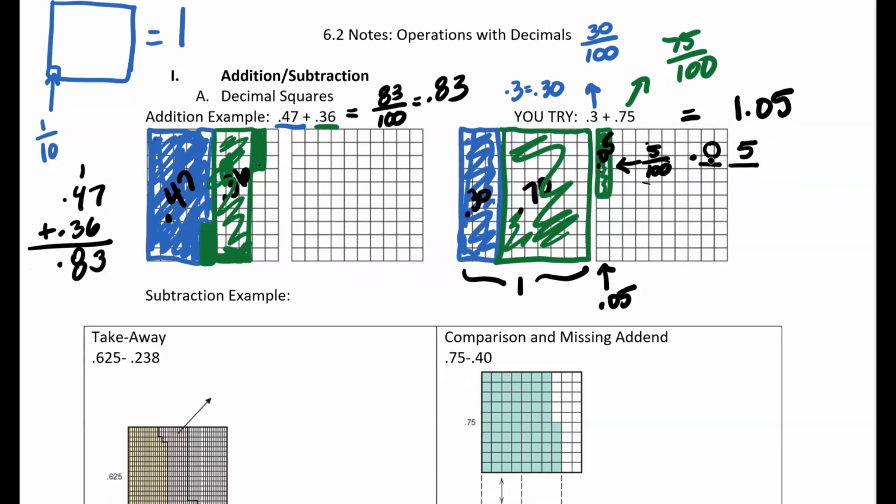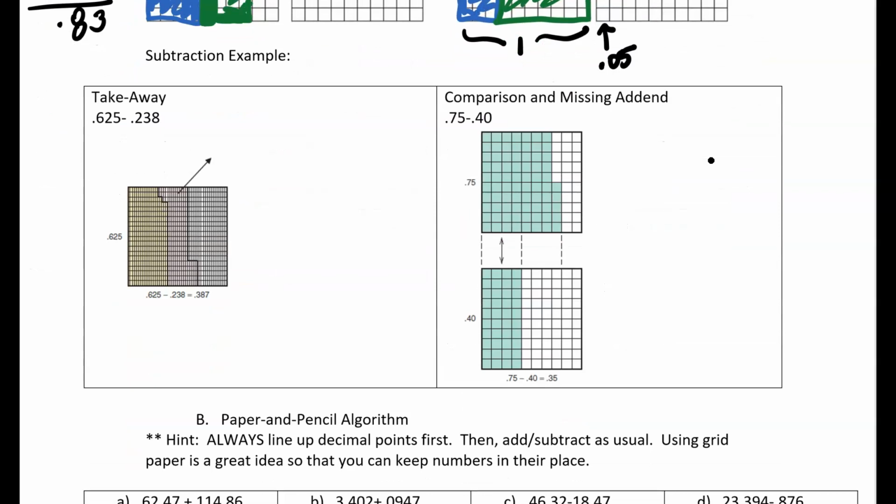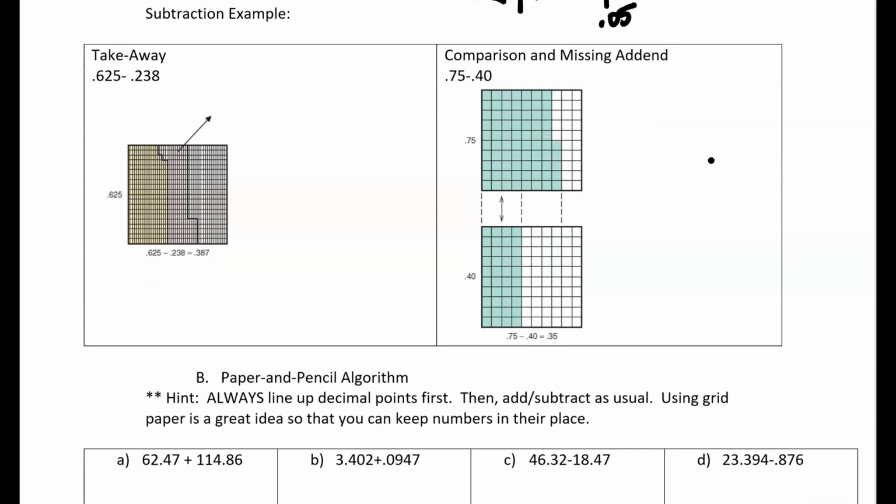So that's addition. Let's talk about subtraction. There's a couple different ways you can use decimal squares to illustrate subtraction. One of them, I just copied this from the book because it was a good picture. One of them is called the takeaway. So take this example right here. Basically what they did was you draw the first number, 0.625. So that would be 625 out of 1,000. So the 625, I'm just going to highlight this in blue. That would be the picture that I shaded in blue.